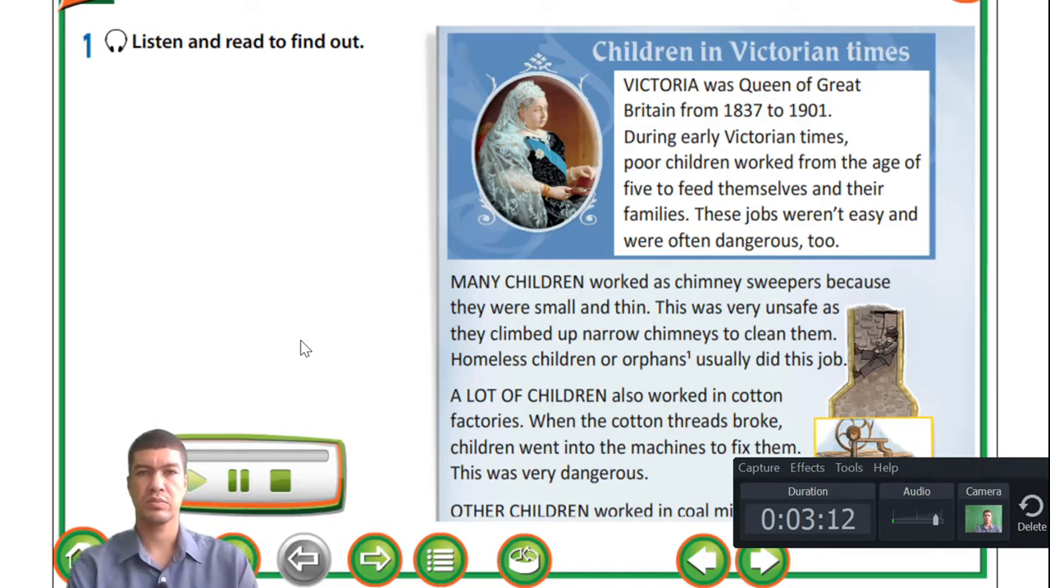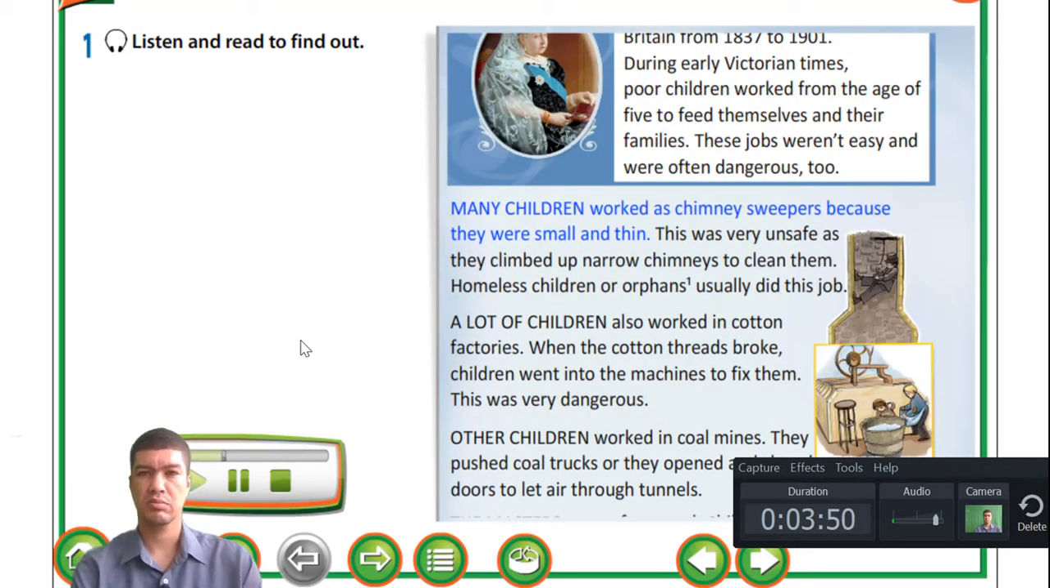Children in Victorian times. Victoria was Queen of Great Britain from 1837 to 1901. During early Victorian times, poor children worked from the age of five to feed themselves and their families. These jobs weren't easy and were often dangerous too. Many children worked as chimney sweepers because they were small and thin. This was very unsafe as they climbed up narrow chimneys to clean them. Homeless children or orphans usually did this job.